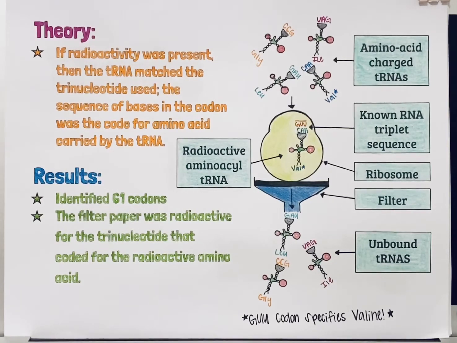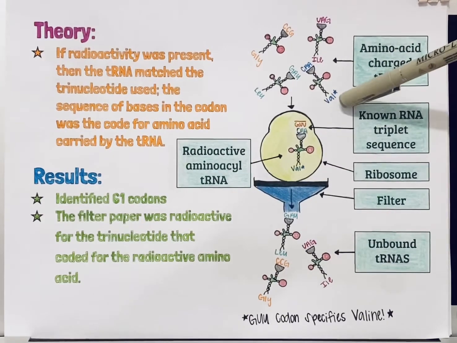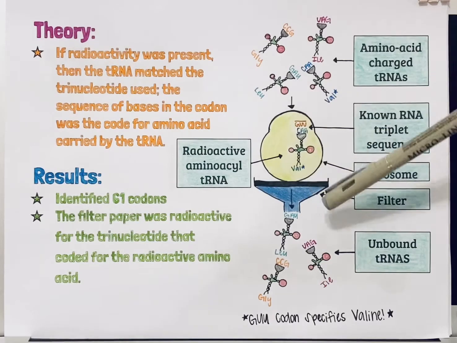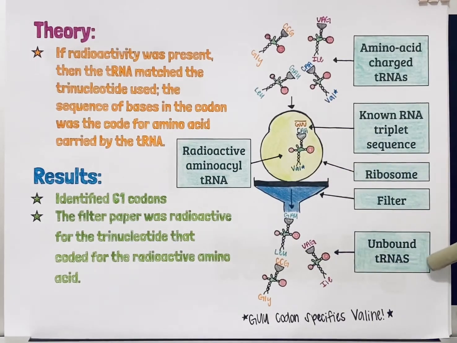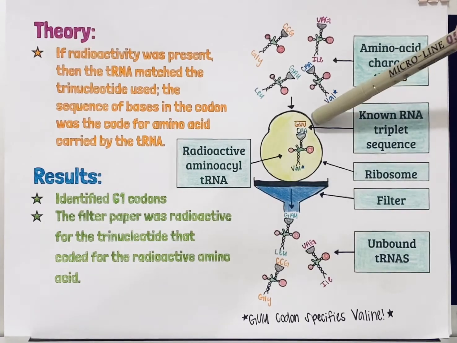As you can see here, this is an example of how they did it. This is the solution of the amino acid charged tRNAs. They pass through, here's a ribosome containing the known sequence GUU. Valine was radioactively labeled and stuck with the ribosome as the rest got to pass through. They were unbound to the ribosome. They were able to tell that valine was coded for by GUU.